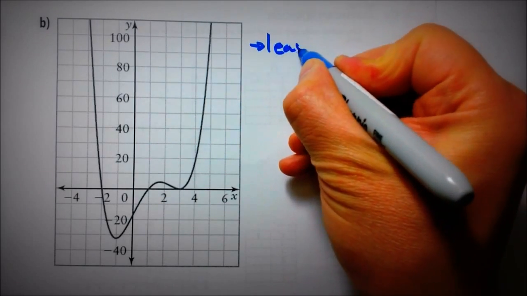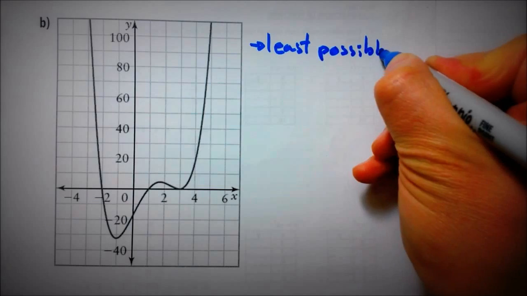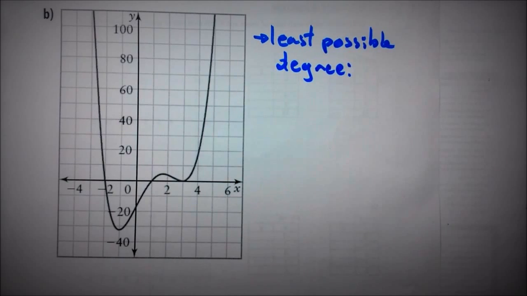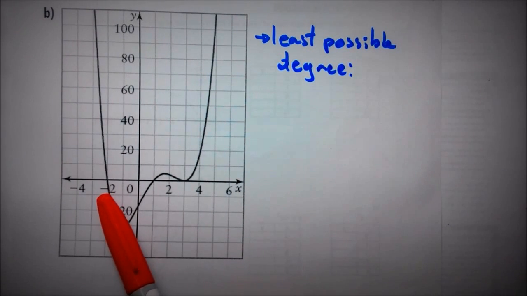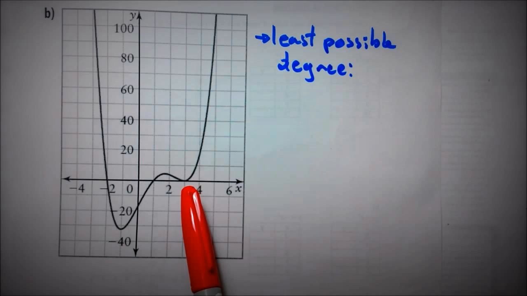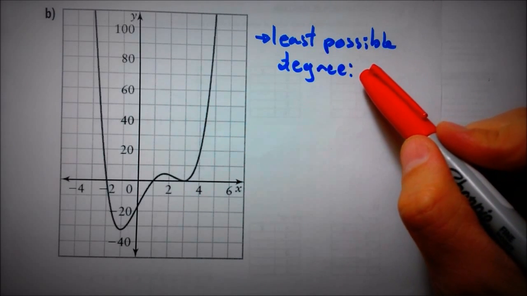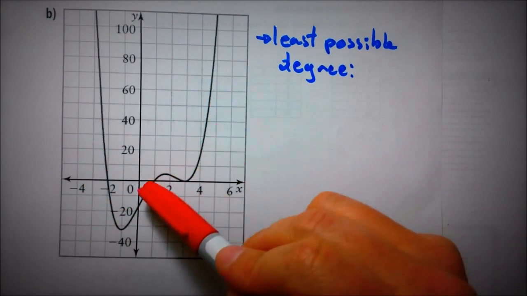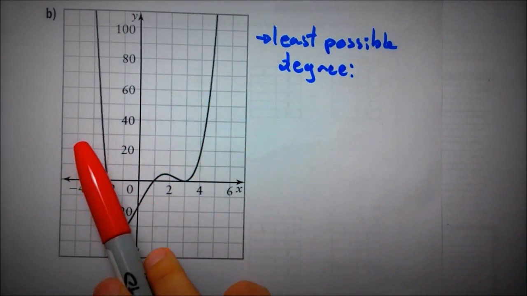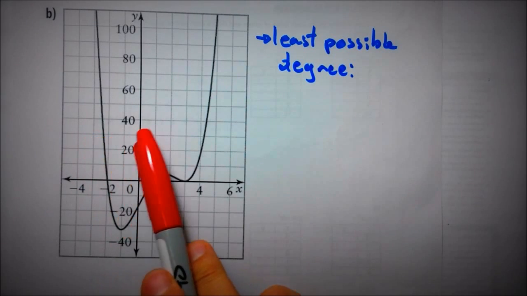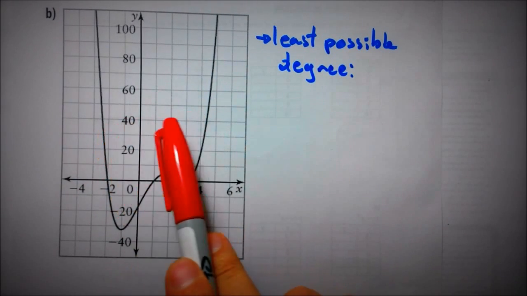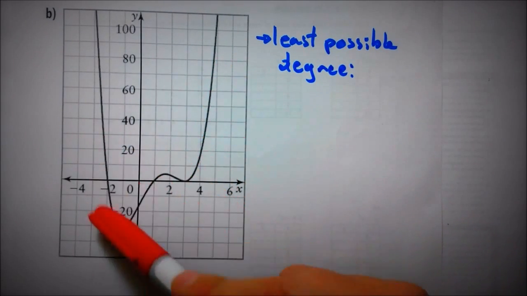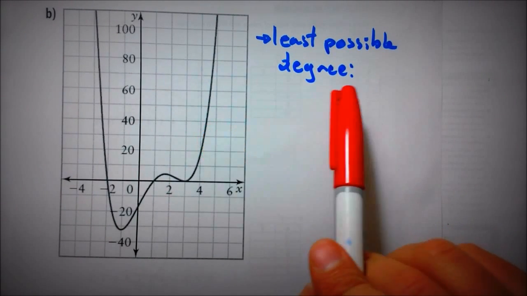Let's write this down. Least possible degree, where we look at the number of x-intercepts. So we have 1, 2, and 3, right? So we can write 3 there. However, if it's an odd degree function, then this graph should represent an odd degree function. But it starts at quadrant 2 and ends in quadrant 1, and that's not the normal behavior of an odd degree function. So by looking at the graph, we can see that it's got to have at least a degree of 4.